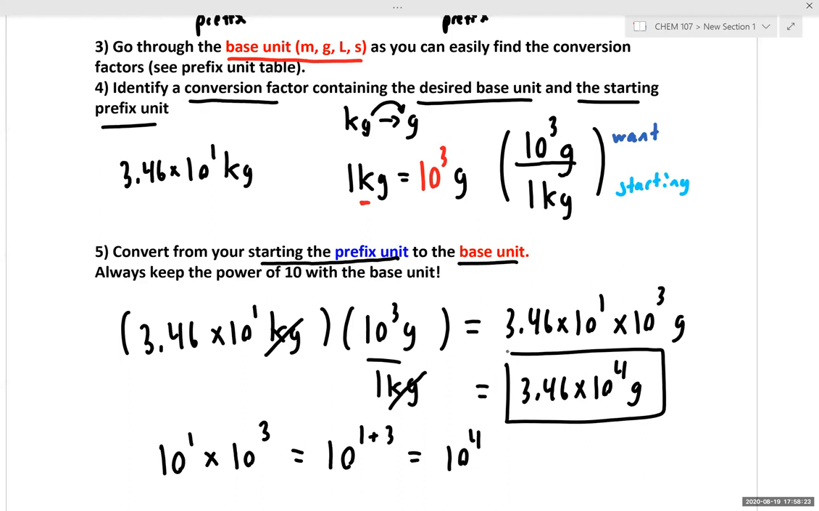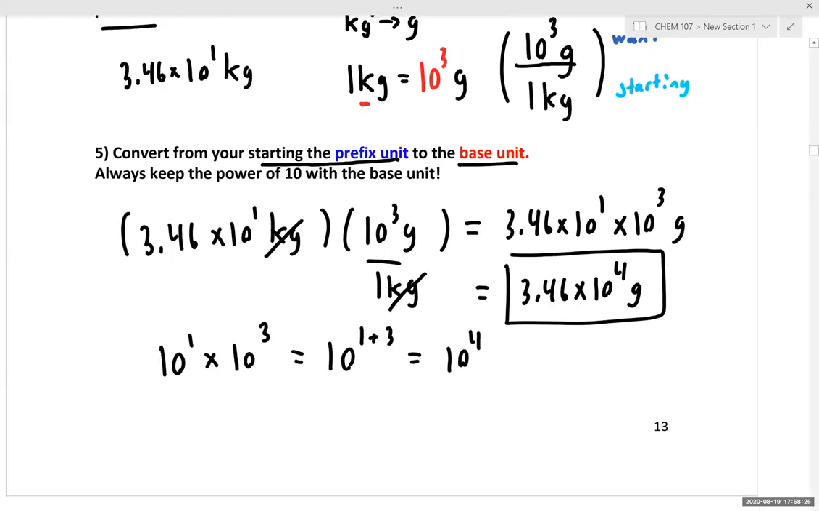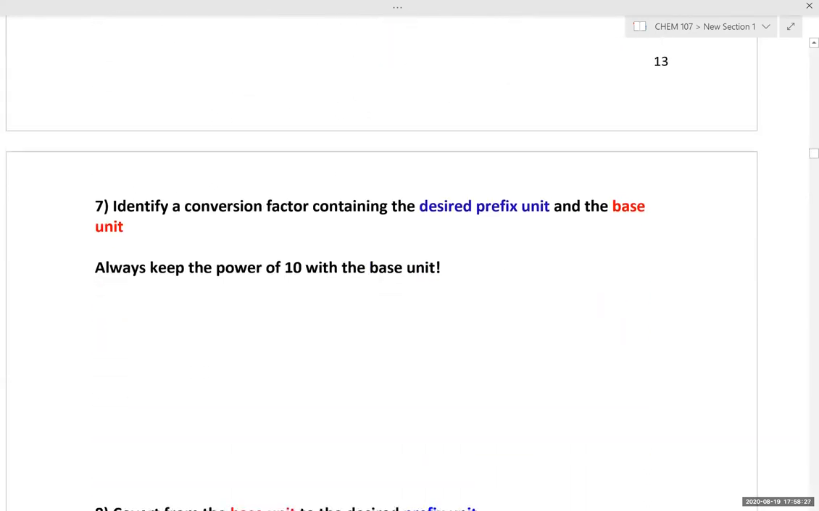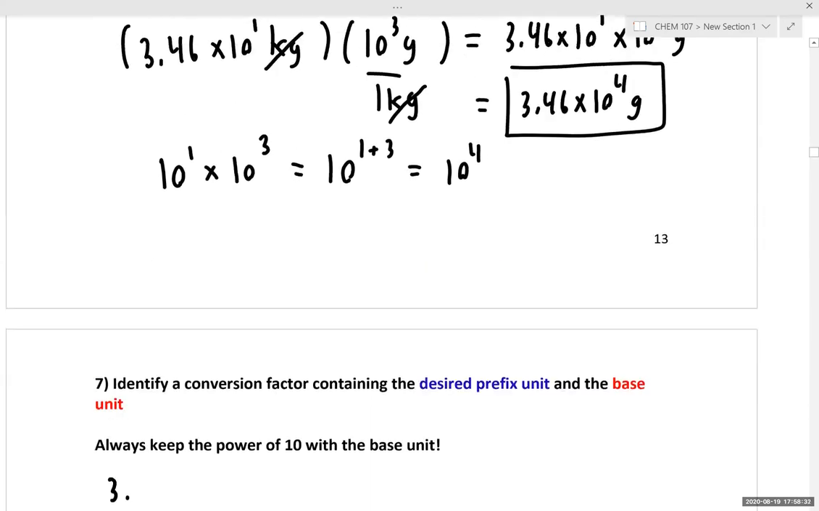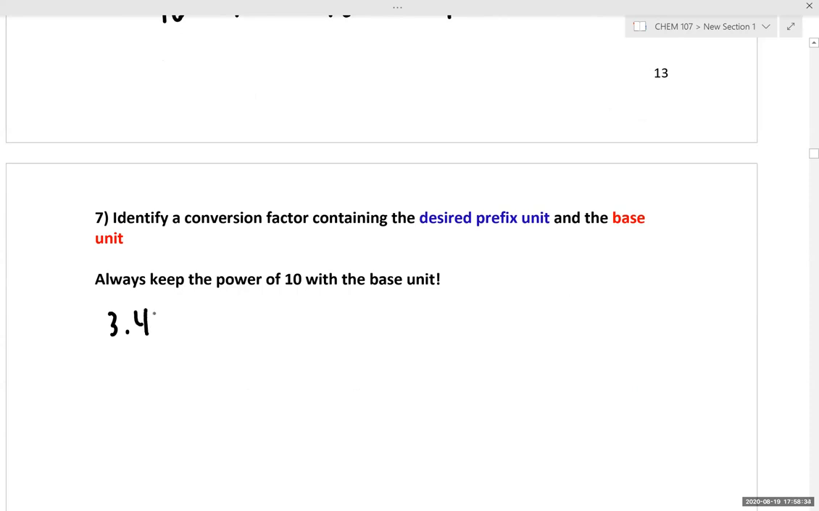Okay, so let's keep going now. We're actually not done with this problem. We have 3.46 times 10 to the fourth grams. When we look at our solution map, we want to go from kilogram to gram to milligram. So we've checked off our first step. We went from kilograms to grams.